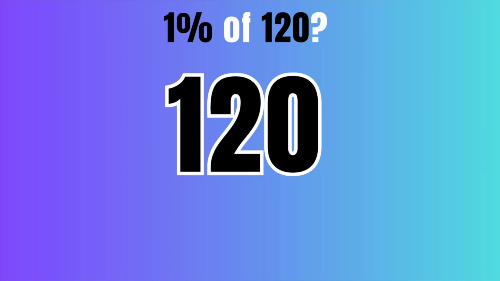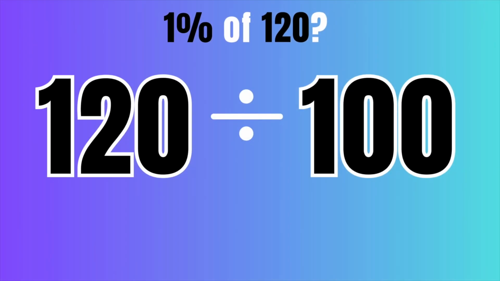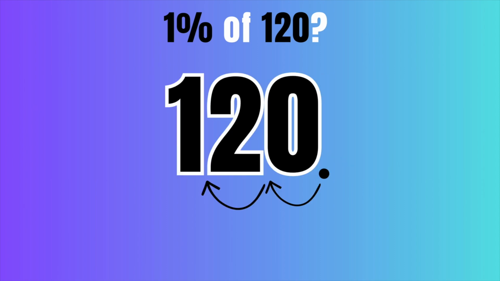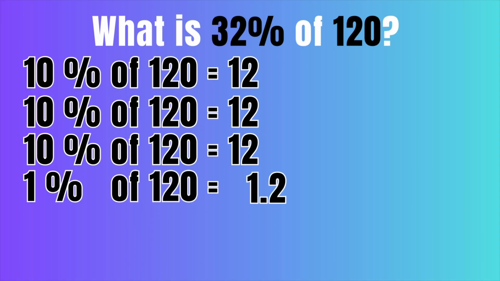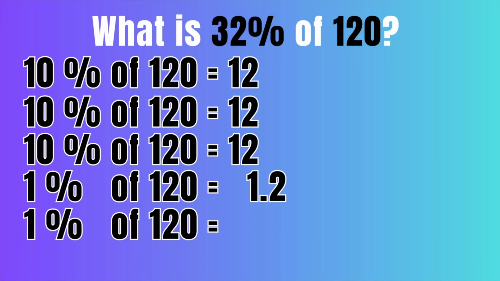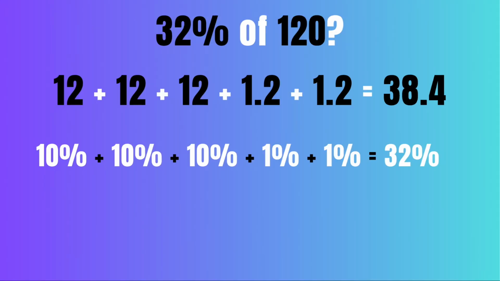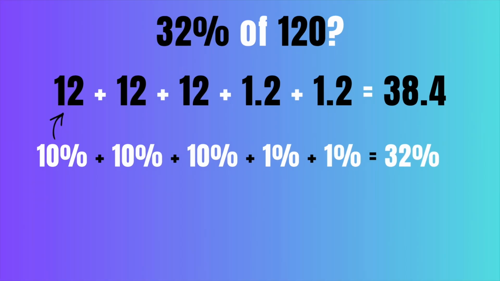Well, 1% of 120 is just 2 hops to the left because it's divided by 10, or divided by 100. So we're just moving it over 1 more spot to find 1%, 1.2. And then we need 1 more 1%, 1.2. Now we have to add all this up. What is 32% of 120? Well, it's 38.4, or 38 4/10. Because we found 10%, 10%, 10%, 1%, 1%. That's 32% of 120. All right, let's move on to the next one.